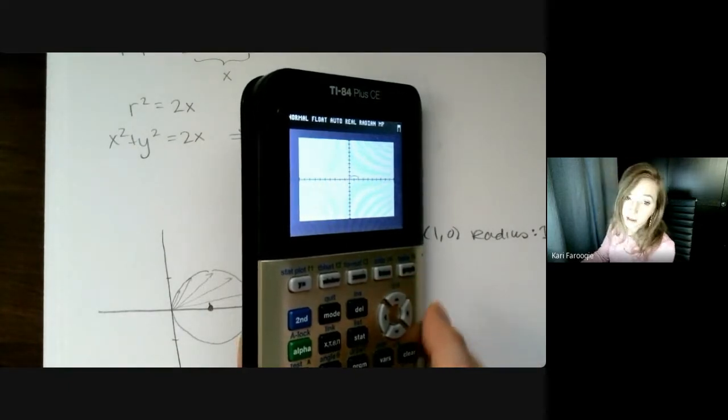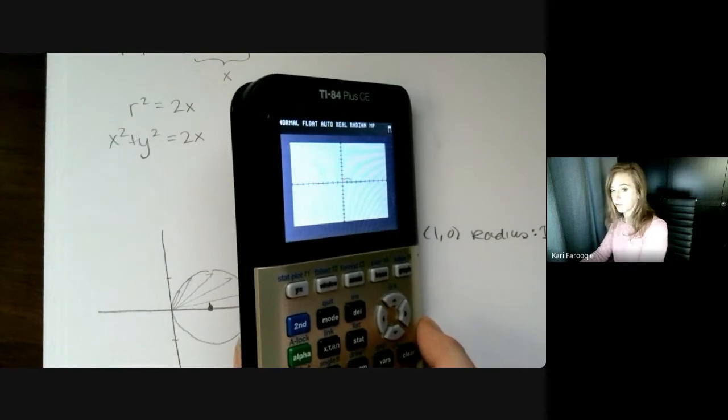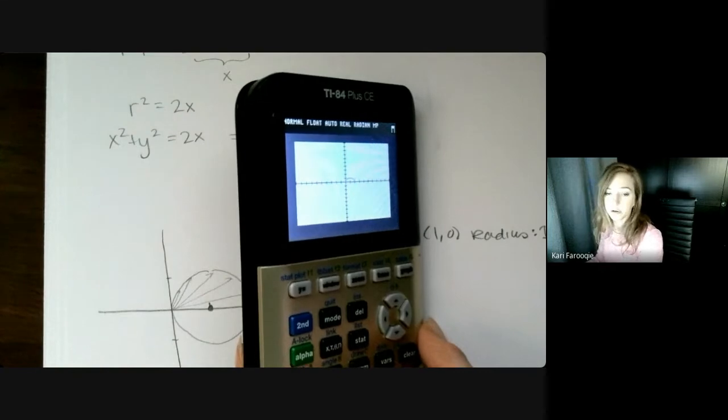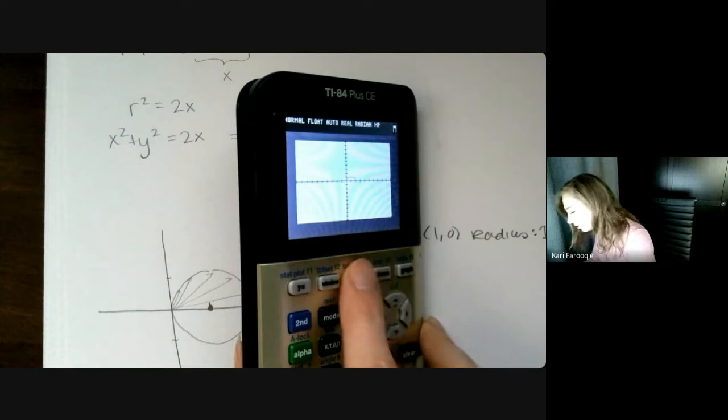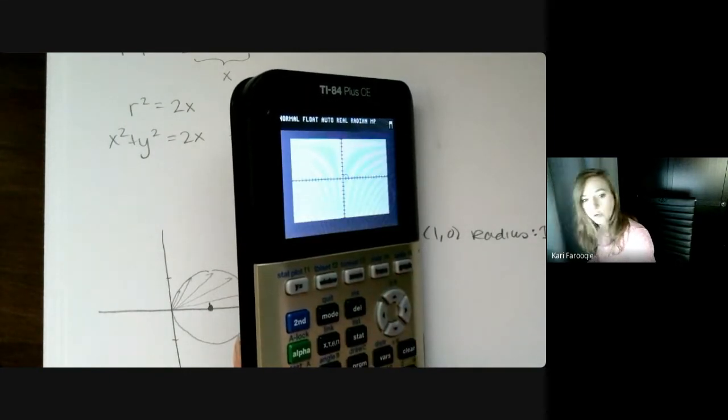Oh, and by the way, it looks like an oval or the top of an ellipse just because that's the way that your calculator is set up. The screen happens to be wider than it is tall. It really is circular. You can always adjust that in your zoom settings. You can change it to zoom square. I think it still works. Then it'll look more like a circle.